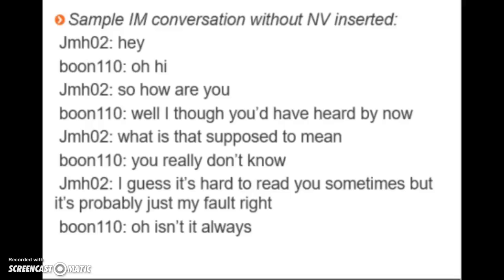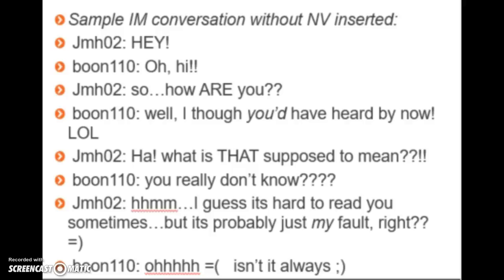Now, in the first instance of this text conversation, it's hard to see what is actually being meant, what the tone is. But in the second instance, when there are some question marks, some smiley faces inserted, some capitalization, we actually begin to see some of the context, and it's interpreted in a completely different way.